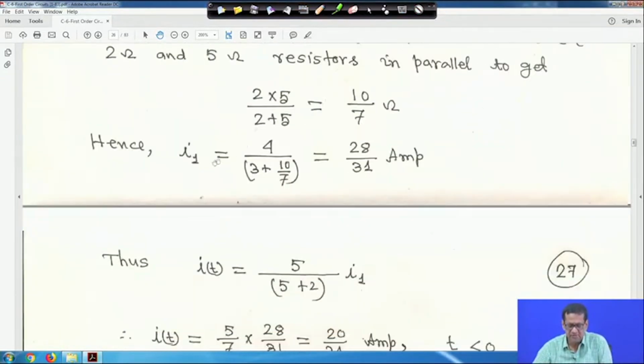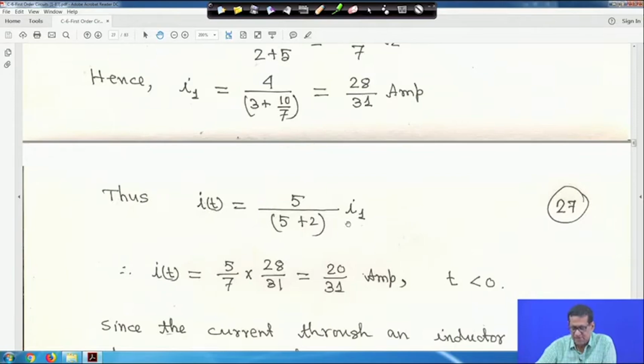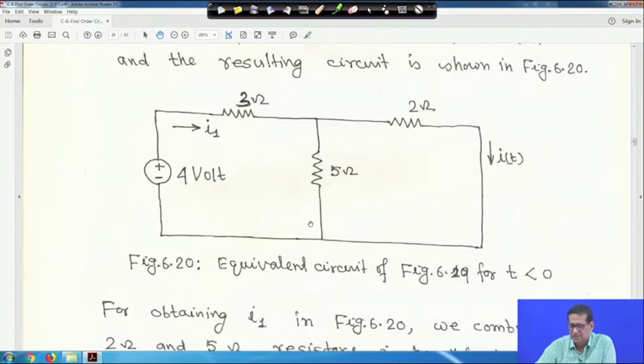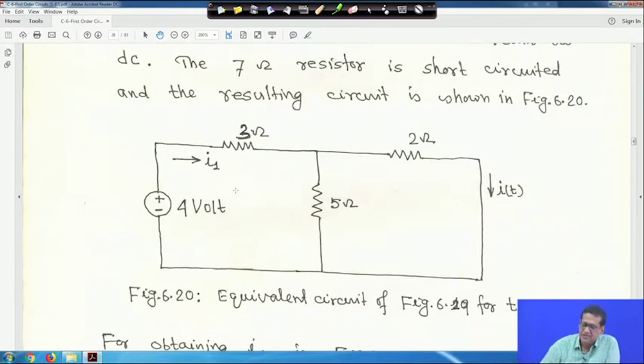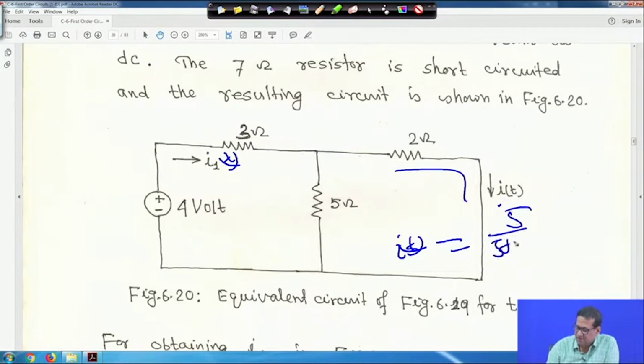I1 is equal to 4 by 3 plus 10 by 7, that is 28 upon 31 ampere. Now, by current division, the current flowing through this 2 ohm resistance, IT, is 5 by 5 plus 2 into I1, right. This is the current division. So, 5 by 7 into I1.